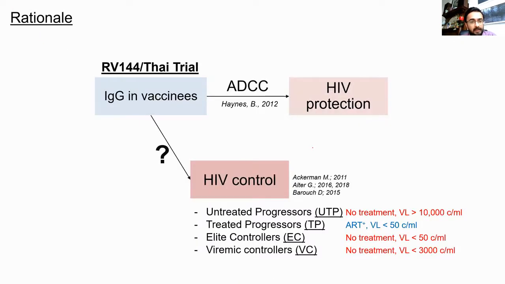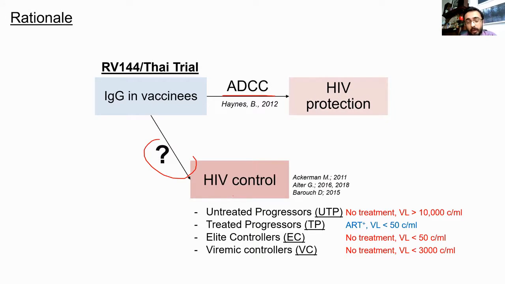This project stems from the only successful protective vaccine trial that took place in Thailand, the RV144 trial, where antibody-dependent cellular cytotoxicity, ADCC in short, was one of the correlates of HIV protection. But there are other antibody-dependent functions similar to ADCC, and whether they play any role in HIV control is currently unknown.